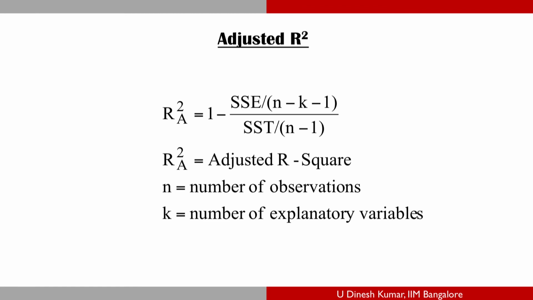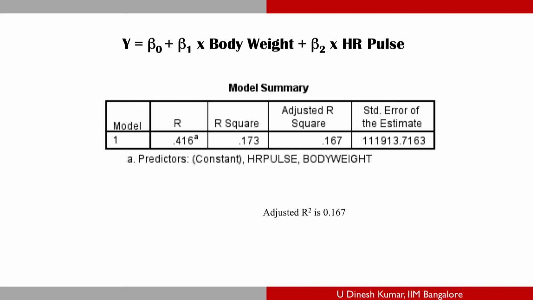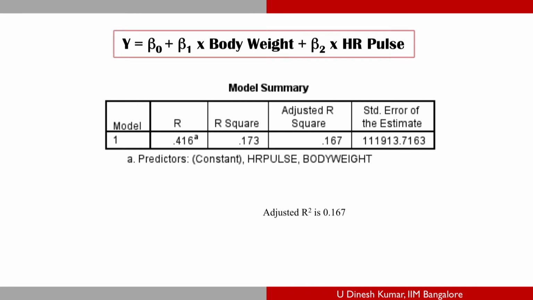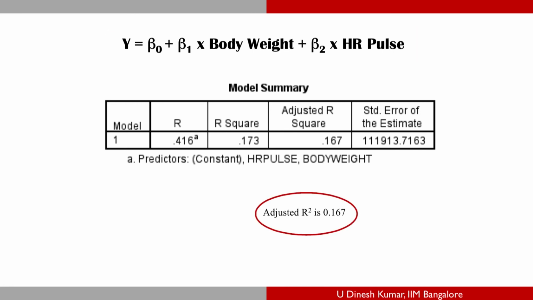The adjusted R square is an improvement over R square to deal with the issue that R square will keep on increasing whenever we add a variable. In this table we see that for the equation y equals beta naught plus beta 1 body weight plus beta 2 HR pulse, our R square is 0.173, whereas our adjusted R square is 0.167.